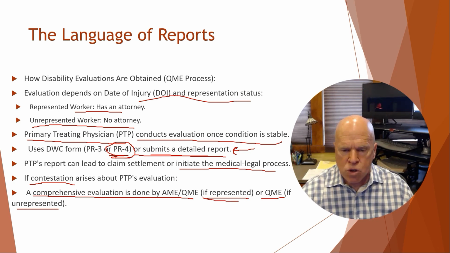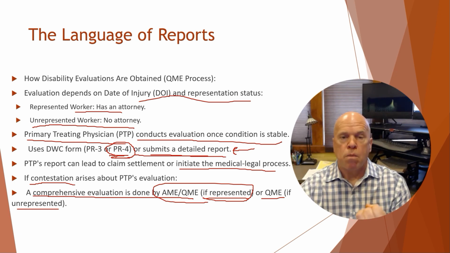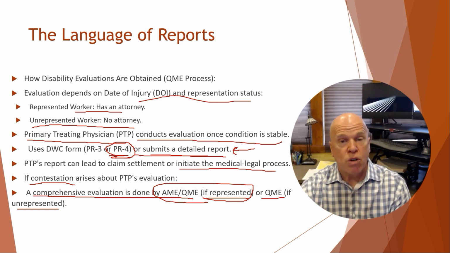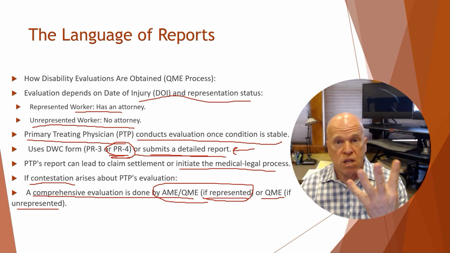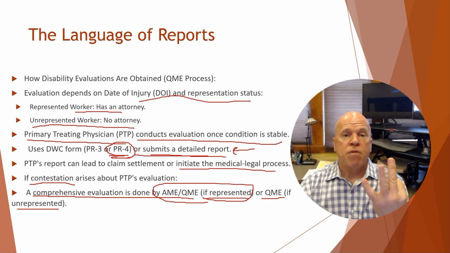For represented injured workers, the parties, and let's think about who the parties are. The parties are the injured worker's attorney, known as the applicant attorney, the claims administrator, and the claims administrator's attorney, known as the defense attorney. There can be as many as 4 parties. Sometimes we don't have a defense attorney. Sometimes we only have 3 parties.